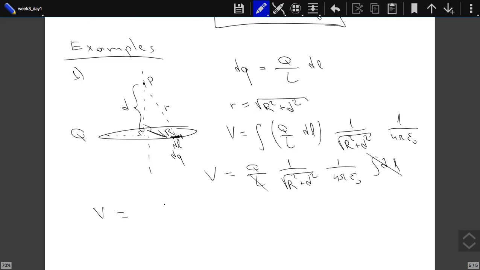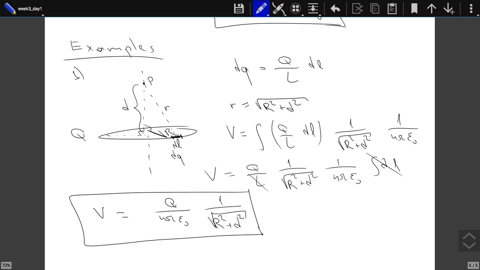So the potential at that point is nothing but Q over 4 pi epsilon 0, 1 over square root of R squared plus D squared. If you remember how we solved the electric field at that point, we had to consider the horizontal component, the vertical component, etc., then show that the horizontal component was 0 and calculate the vertical component. But here in the potential, it's just a scalar function. It's just a sum of numbers. So we don't have to worry about the horizontal component, vertical component, etc. We are done. This is our potential of this ring created at that point, at a distance D.